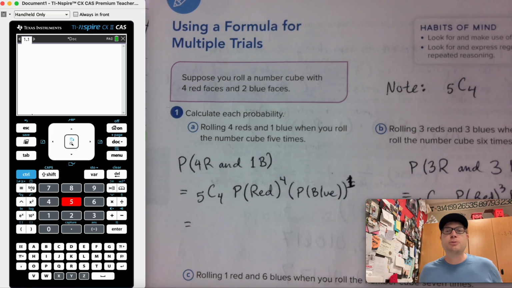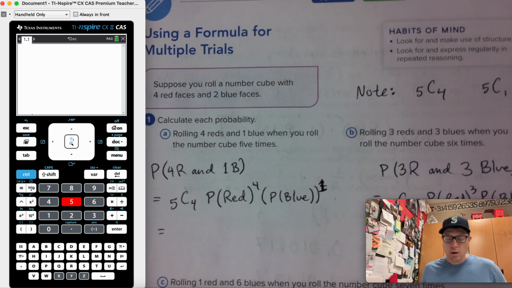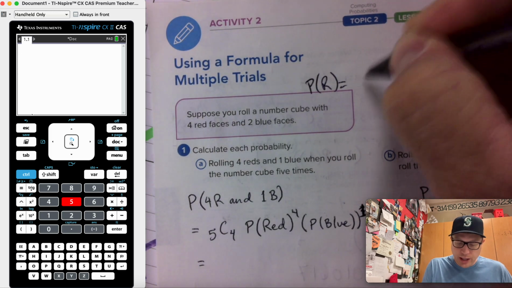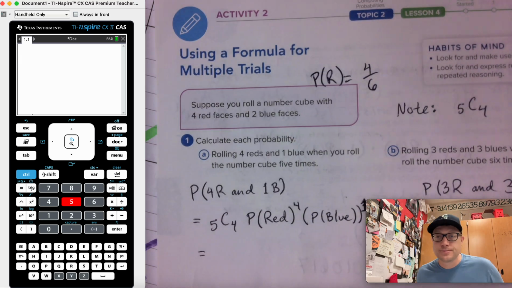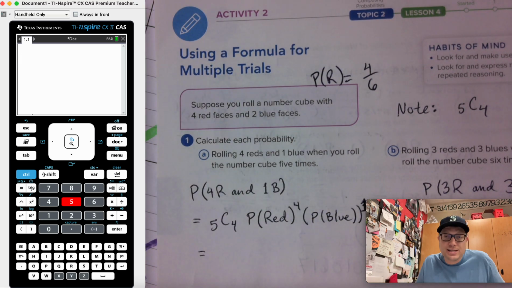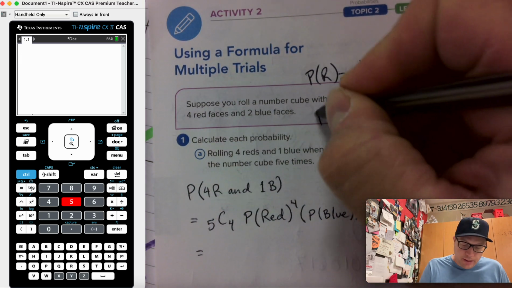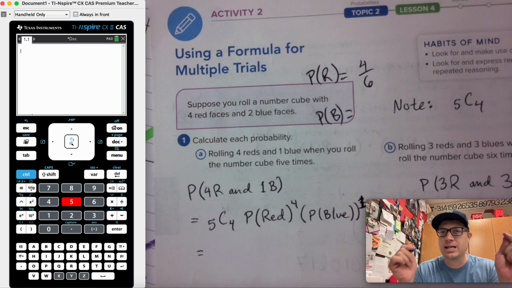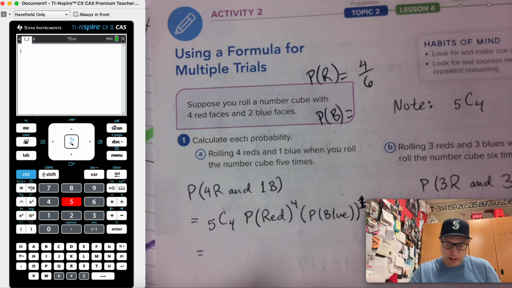Let's calculate each probability. You're rolling a number cube with 4 red faces and 2 blue faces. And just while we're here, the probability of red would then be 4 out of 6, because there are 4 faces and there are 6 total. The probability of blue, I'm not automatically going to say 2 out of 6 as my answer. I'm going to get there in a step.